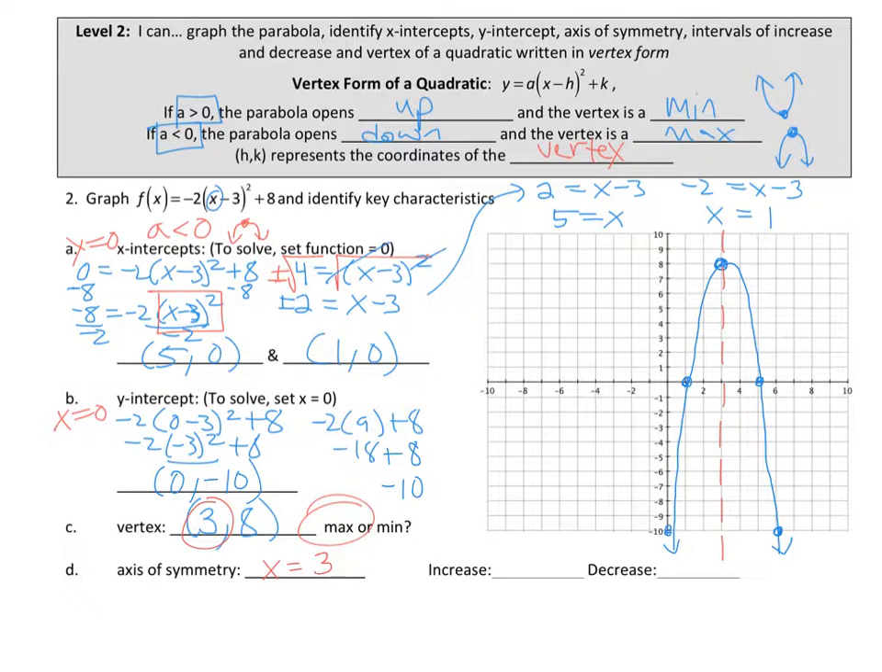And now the intervals where this graph is increasing, it's increasing on the left side, so that's going to be from -infinity to the x-coordinate of the vertex, which is the highest point where it stops increasing. And that x-coordinate is 3. And then it's decreasing on the right side from that x-coordinate of 3 to +infinity, because it goes to the right forever. So even though the parabola is going down, that's the y values, but the x values are getting bigger and bigger forever to the right.